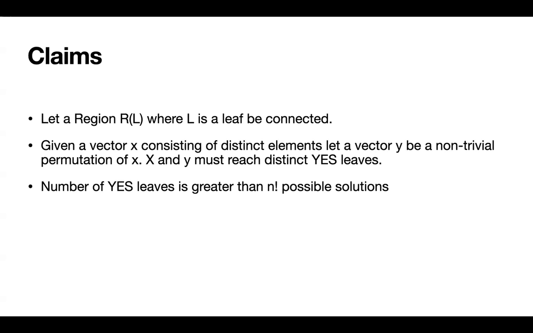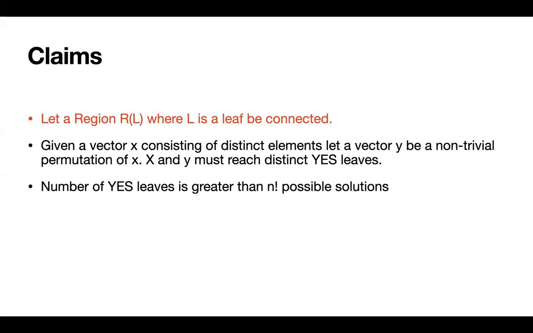So basically, what we're going to seek to do is to try and prove 3 different claims. The first one is: let a region R of L, where L is a leaf, be connected. The second is: given a vector x consisting of distinct elements, let a vector y be a non-trivial permutation of x. X and y must reach distinct yes leaves. And the third one is that the number of yes leaves is greater than n factorial possible solutions.